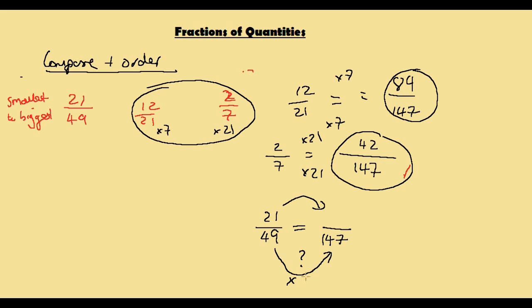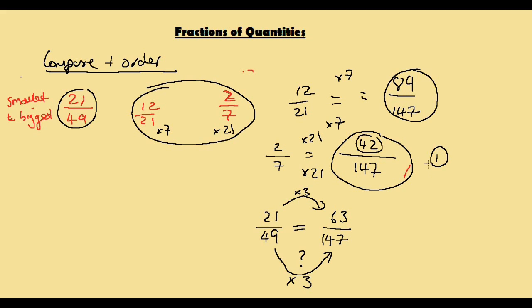So now we've got 3 equivalent fractions when we started with these 3 ones here with the different denominators. So we can just compare the numerators. So we've got 42, 84 and 63. So 42 is number 1, that's the smallest. 63 is the next biggest, and then 84 is the next biggest. So I've just labelled these 1, 2 and 3 for smallest to biggest.